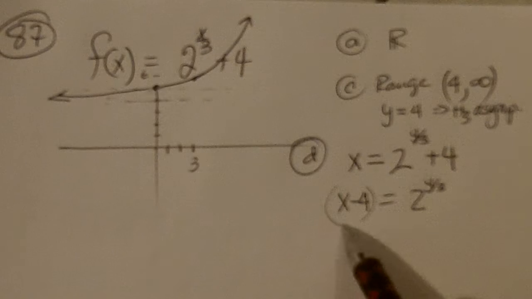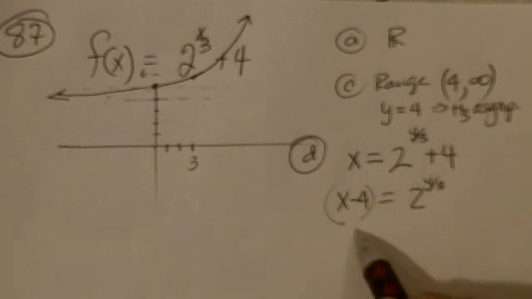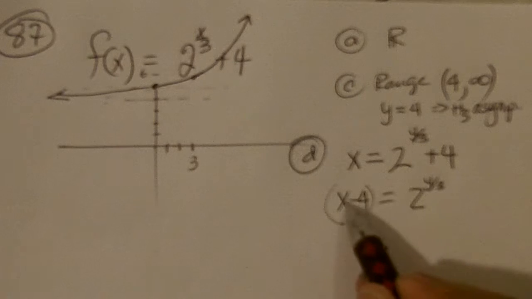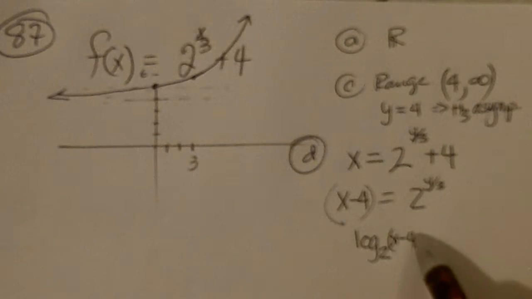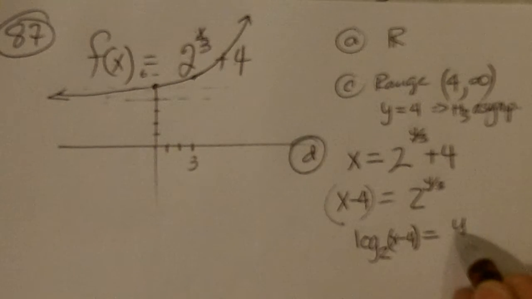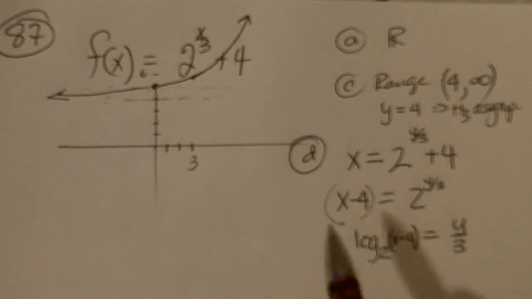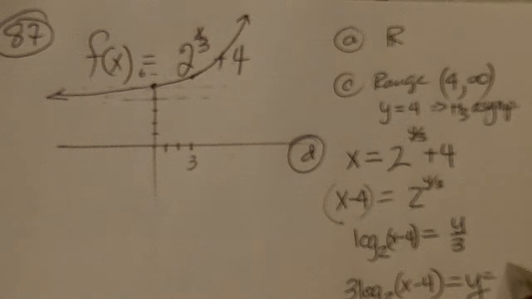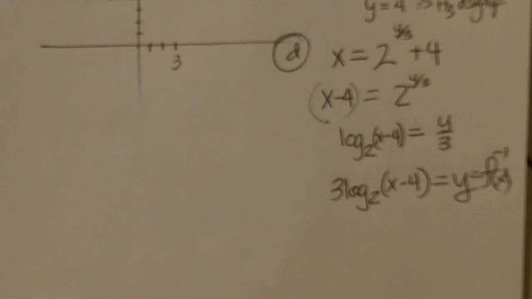Now we have a power equation. We'll write it as a log because we're trying to solve for the power. So to what power do we take 2, 2's the base, to get x minus 4? And that's what this power, y over 3, is. If you multiply both sides by 3, we get 3 log base 2 of x minus 4 equals y, which is then the inverse of f. Okay?